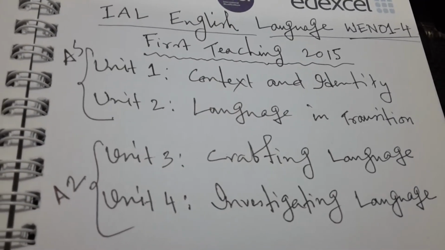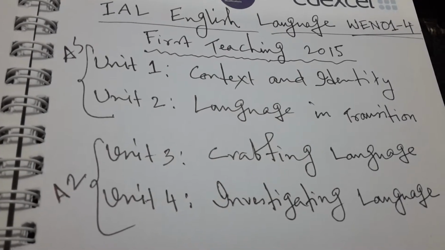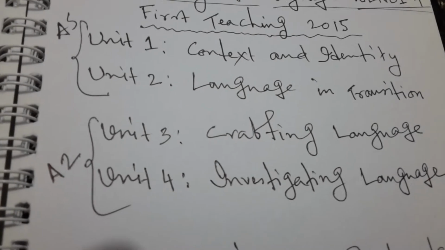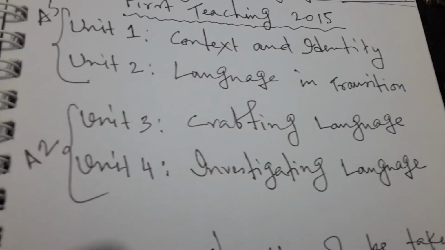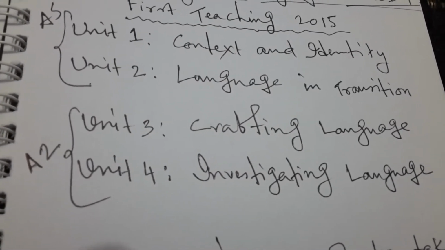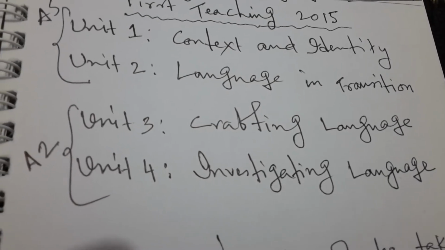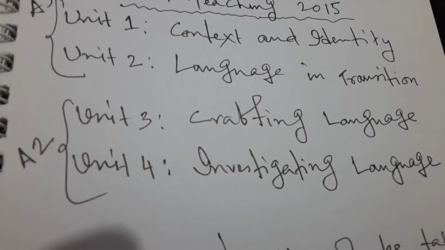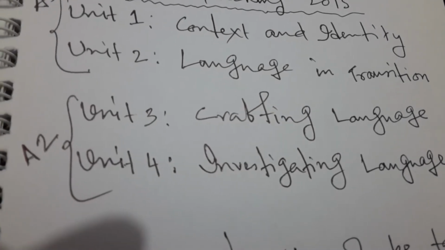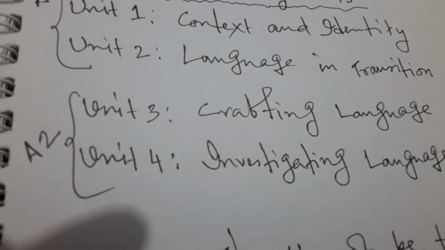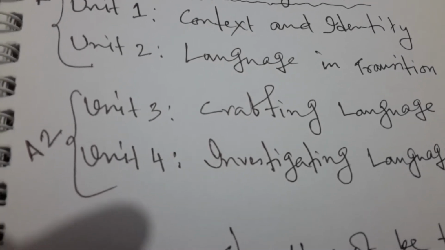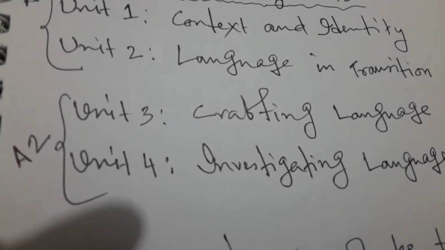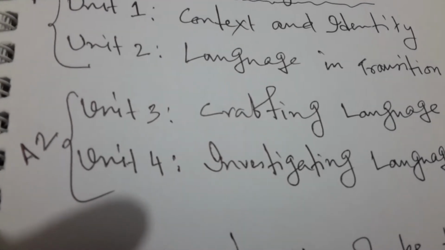Before you take this course, I should ask you to know the basics of the 4 units. Let's look at Unit 1. The course title is Context and Identity. As the course title indicates, you will be studying different contexts in which language is produced, and you will find out how different writers and speakers in those different contexts choose language, and by doing so they reveal their identity or identities.